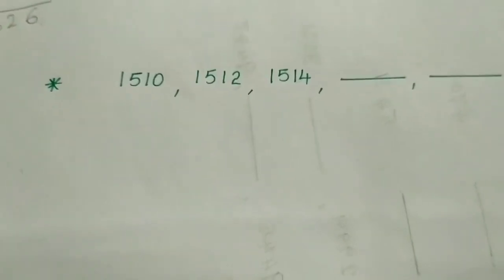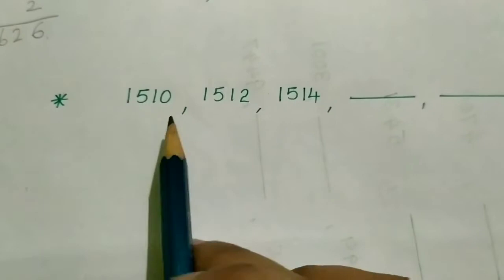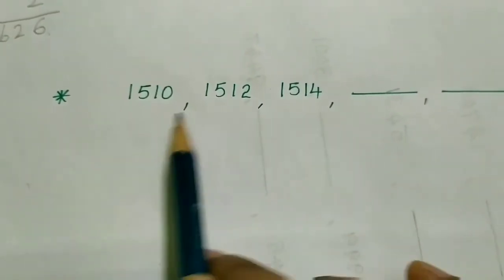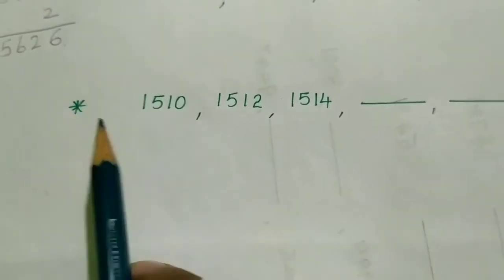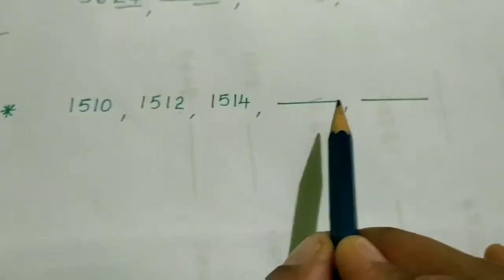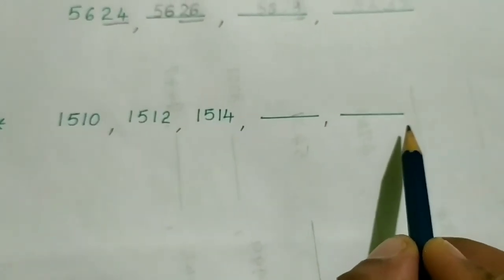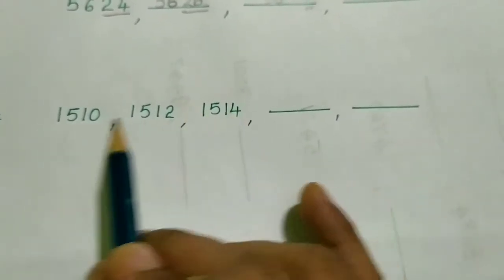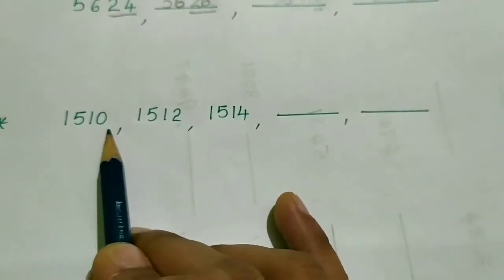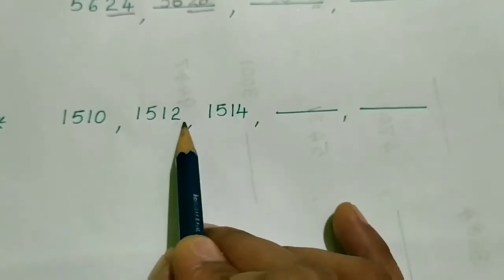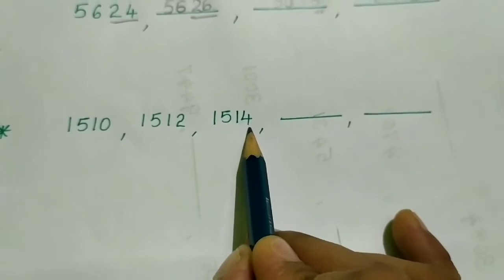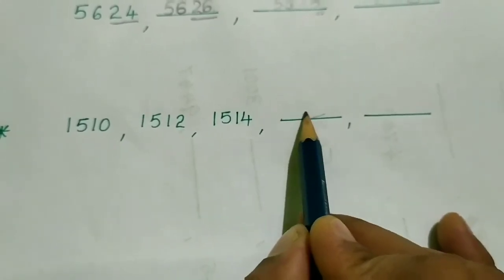Now let's see one more example. This problem is given in your textbook, page number 81. We have to find the next two numbers using skip counting in twos. 1510, 1512, 1514. You have to find the next number.